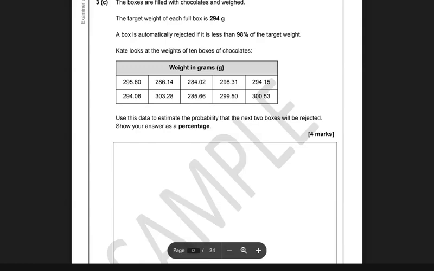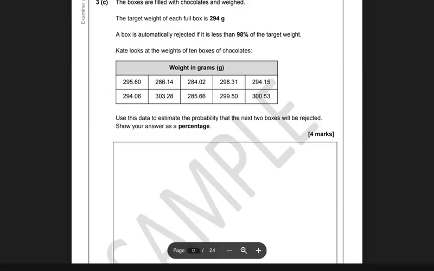The boxes are filled with chocolates and weighed. The target weight of each box is 294. A box is automatically rejected if it is less than 98%. So anything that's less than 98% is automatically rejected. Kate looks at the weight of 10 boxes of chocolate. Use this data to estimate the probability that the next 2 boxes will be rejected and show your answer as a percentage.